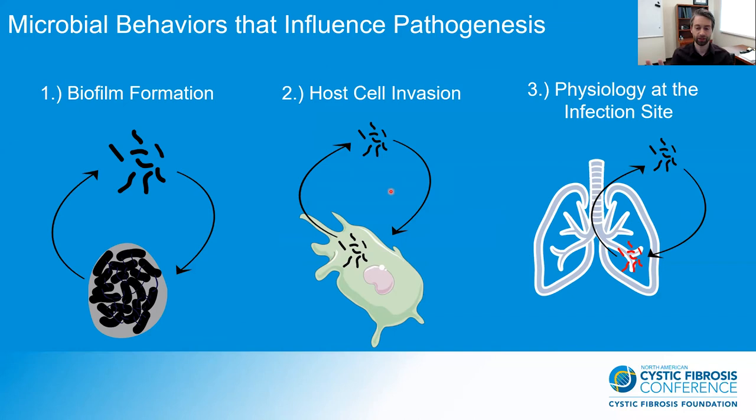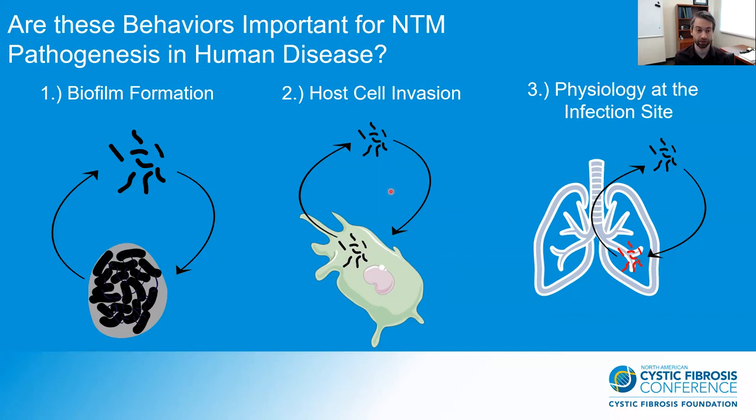Okay, so what I've done today is give you an overview of the possibilities. These are the spectrum of characteristics that abscessus can take on in vitro and in some animal models. Now the big question becomes, are any of these behaviors, or any others, important for NTM pathogenesis in human disease? And this is really the next big step.